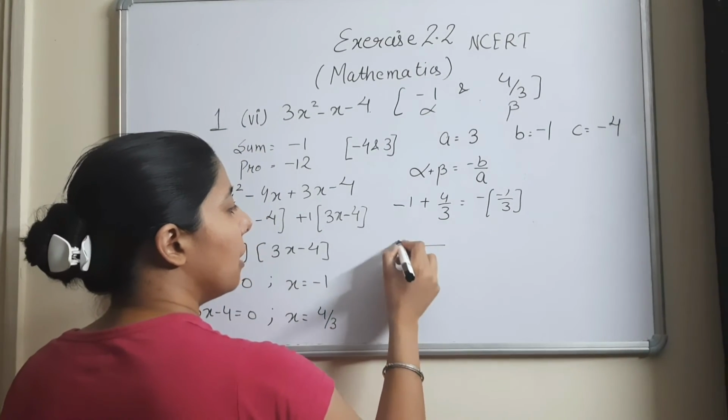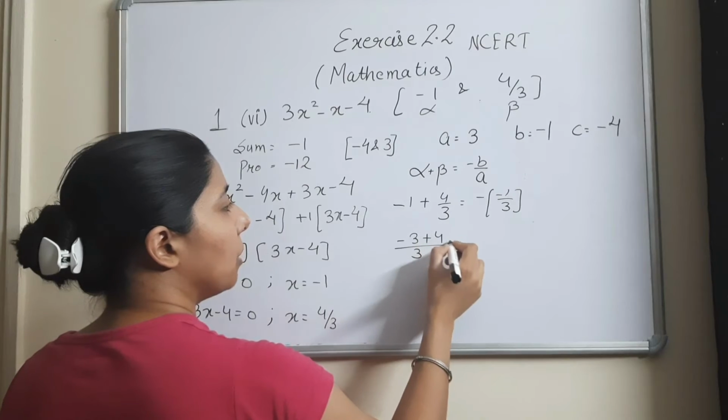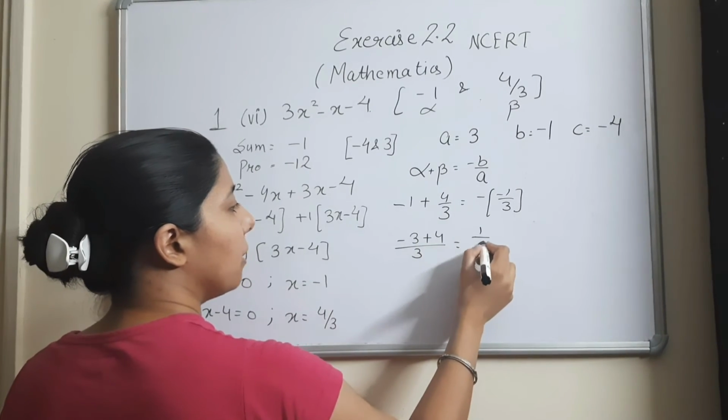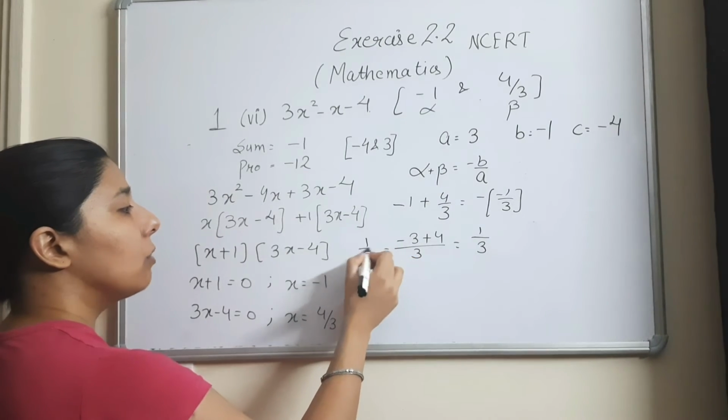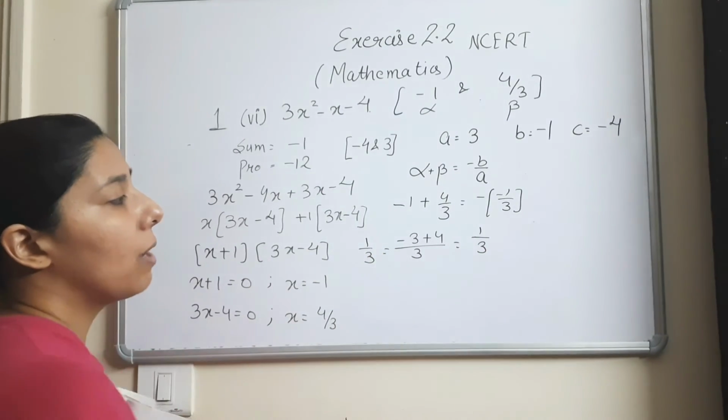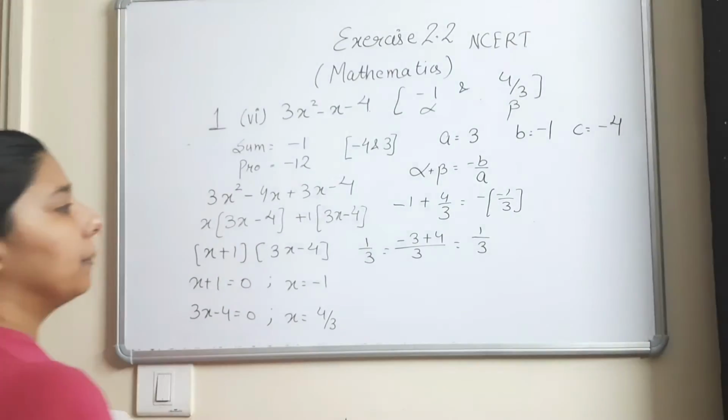So solve this part. Take the LCM 3. Minus 3 plus 4 is equal to 1 by 3. On solving this, minus 3 plus 4 is 1, so 1 by 3 is equal to 1 by 3. So your part is solved.